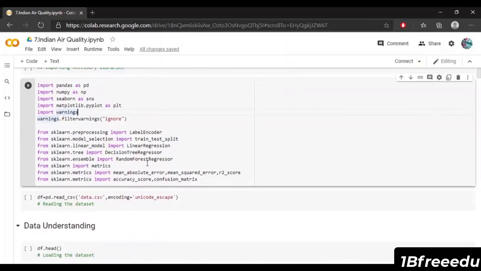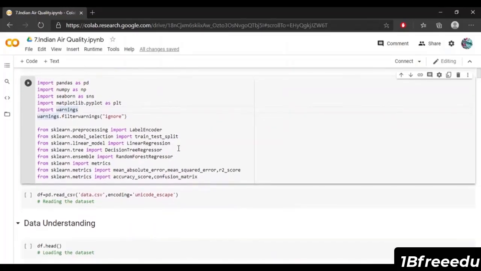And then we have a random forest regressor again. A random forest is a meta estimator that fits a number of classifying decision trees on various subsamples of the dataset and uses averaging to improve the predictive accuracy and control overfitting.